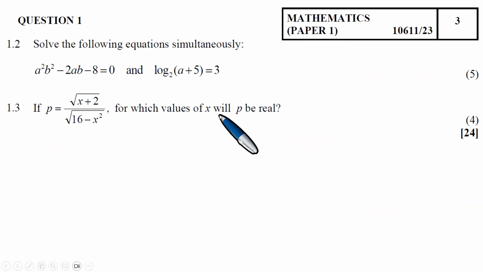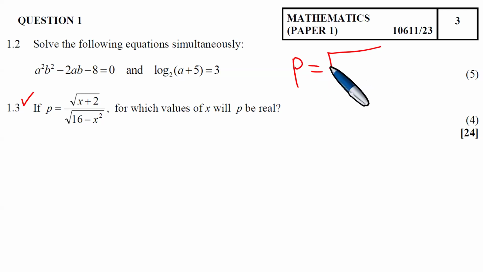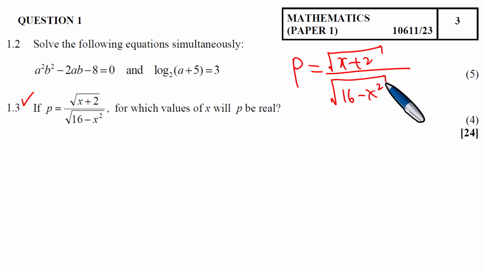If you look at 1.3, in 1.3 now, you need to deal with this. If P is equal to the square root of x plus 2 divided by the square root of 16 minus x squared, for which values of x will P be real?